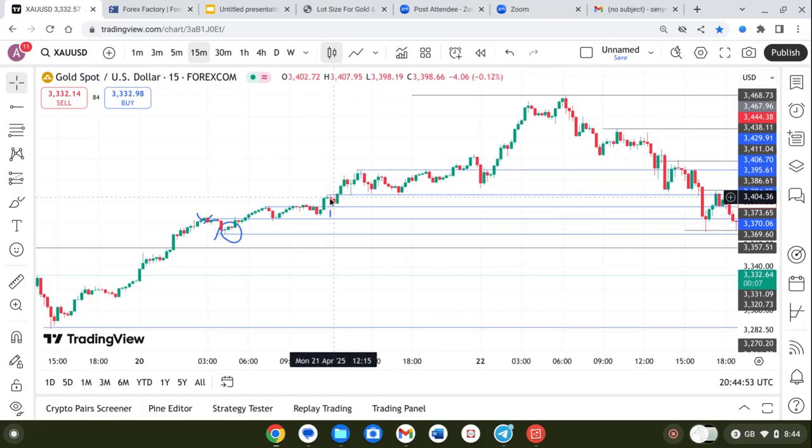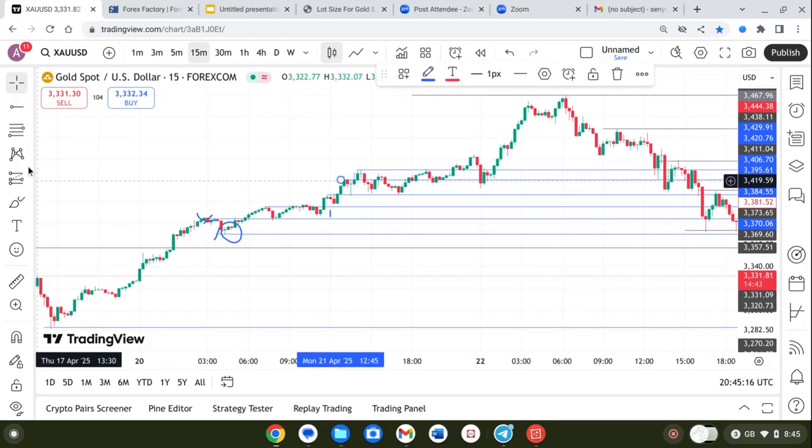Then this one too, it's the same thing. Market reacted off the high, boom, went up, came back to around the virgin zone and went up. So this particular one, you could have expected the market to react here. Oh, market just broke this high.